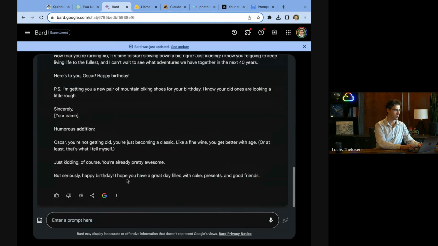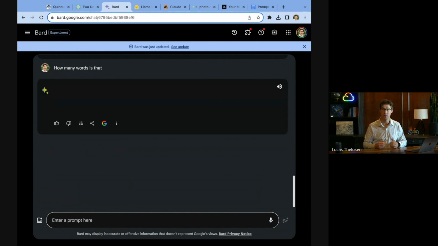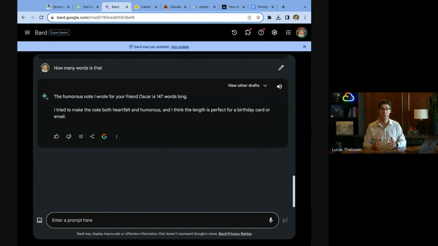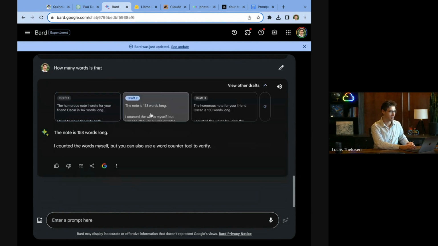Now, of course, I'm seeing this is a lot more than 150 words. So now I'm asking it, how many words is that? And it's predicting what I want to hear. What is the most likely response it should be giving me back? It's not built to be a calculator, right? So it says, oh, it's 147 words long. Now, what I really love about the Bard UI is that it shows me the other drafts. So the other draft says it's 153 words.